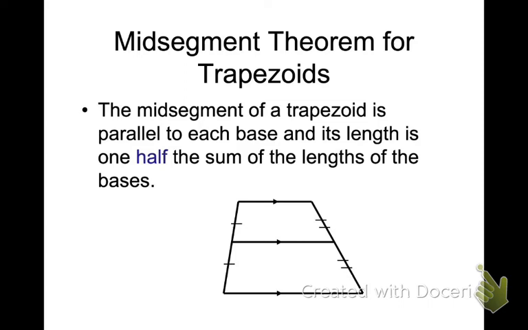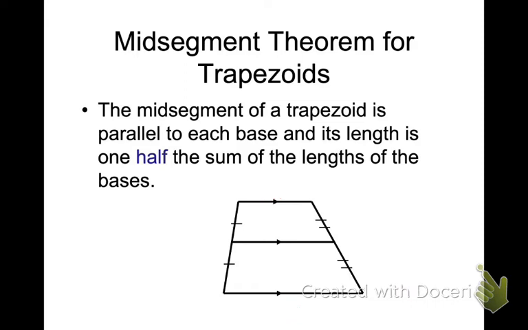Okay, so if that's base 1 and that's base 2, our mid-segment would be equal to your base 1 added to your base 2, divided by 2. Like in that example, I had 6 and 12. So 6 plus 12 is 18, divided by 2 is 9. So the mid-segment's length was 9.